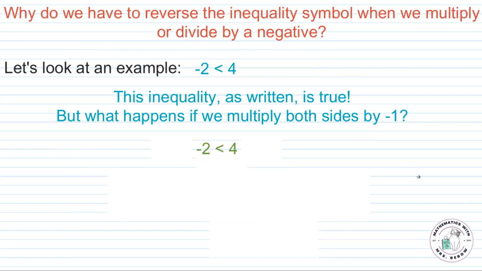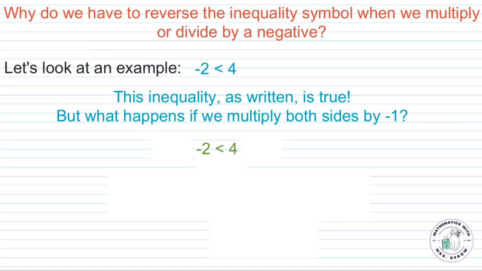So why do we have to do that? I just have a quick little example. Math is weird, right? There's all these different tricks and rules, and this is one of those tricks. We have to reverse the inequality symbol when we multiply or divide by a negative because it's going to end up making it so that things get funky.